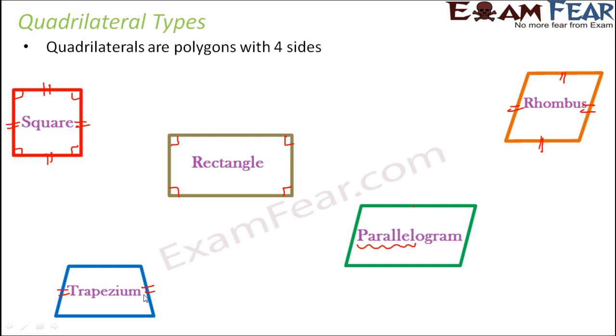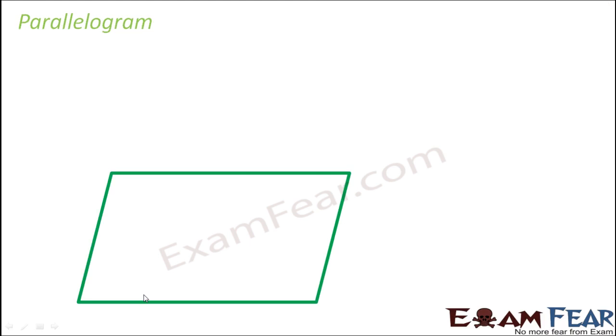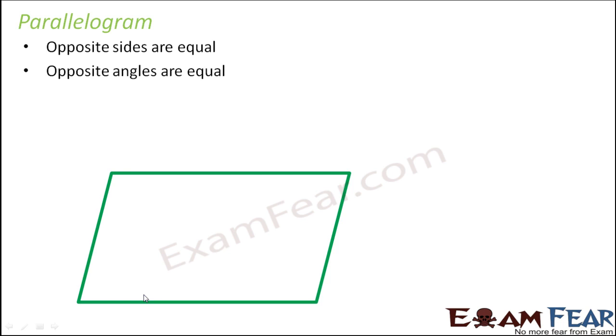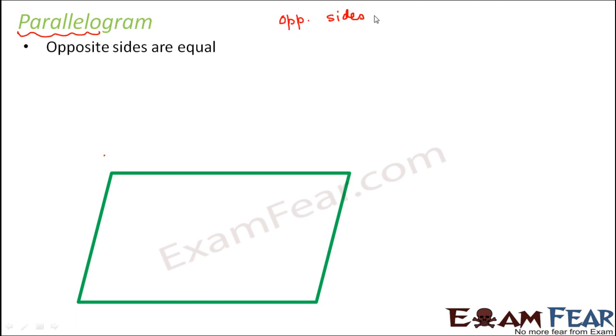So let us look at the properties of each type of quadrilateral. We start with a parallelogram. As the name suggests, parallel, it means opposite sides are equal. Now, as the name is parallelogram, that means something is parallel here. And what is that something? The opposite sides. So here opposite sides are equal, but they are also parallel. So that's like the basic thing. The opposite sides are parallel. That is why they are called parallelogram. Also, opposite sides are equal in length.